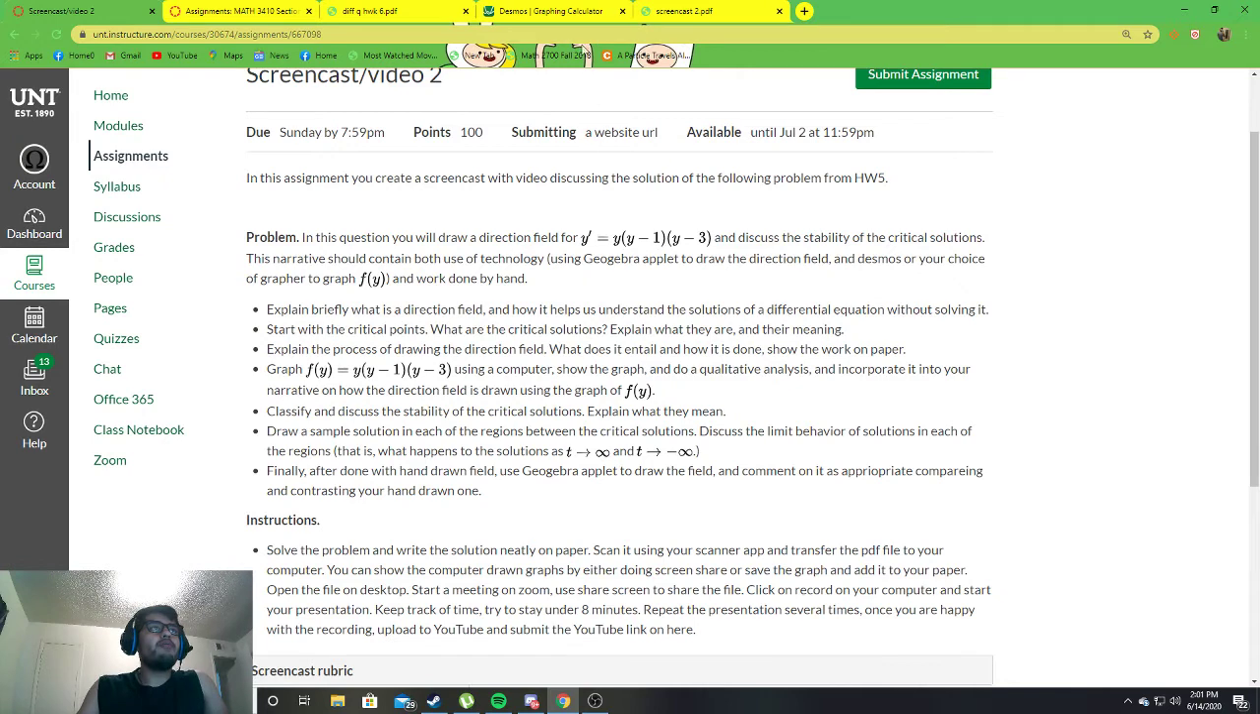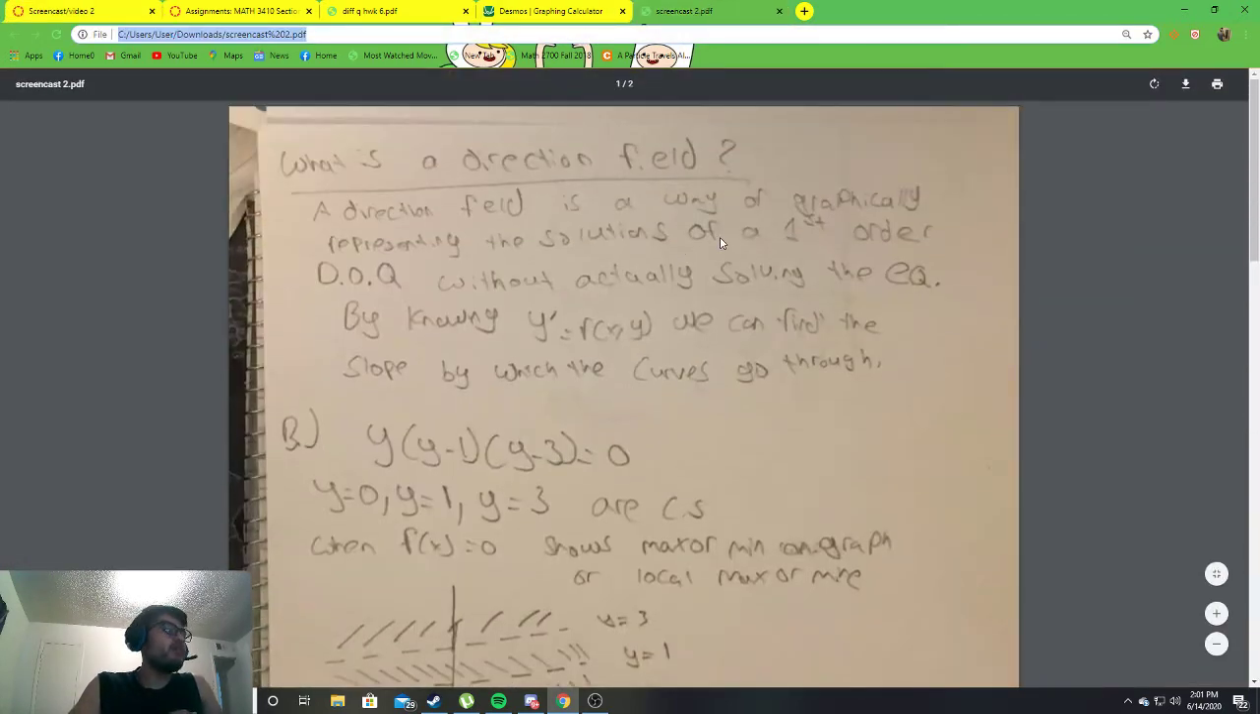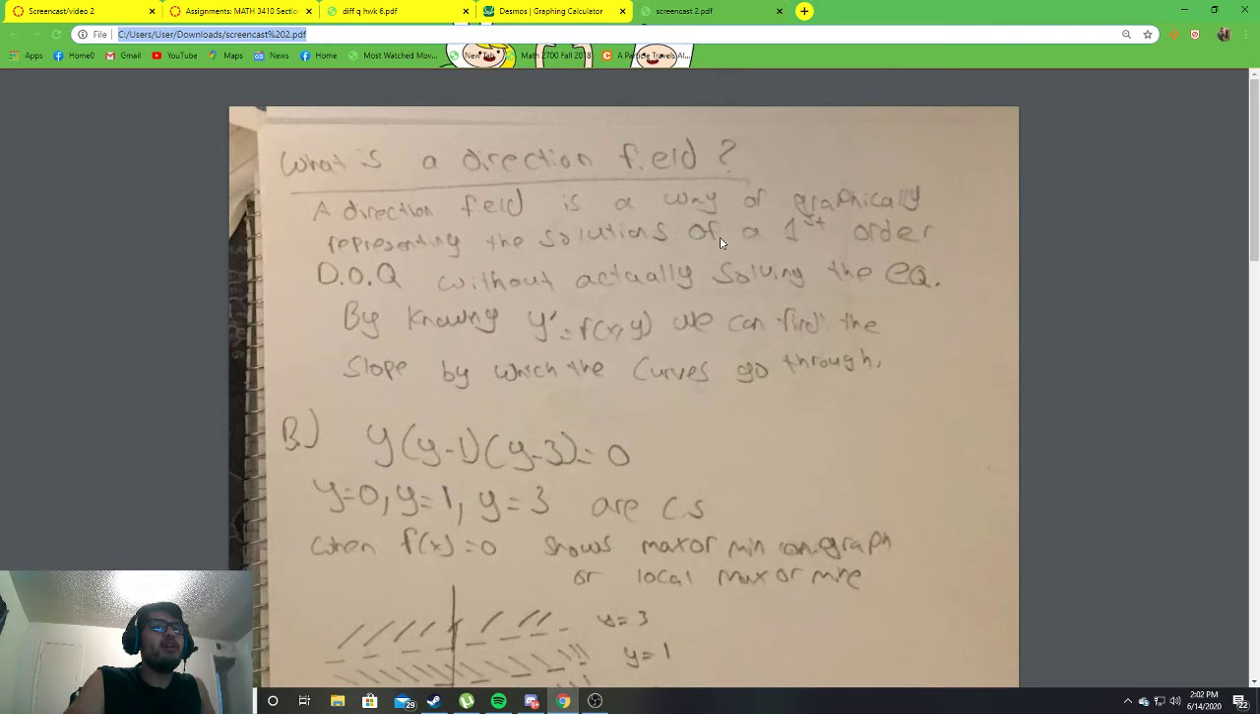So to start off with, what is a direction field? A direction field is a way of graphically representing the solutions of a first order differential equation without actually solving the equation. By knowing the derivative, we can find the slope, and by finding the slope, we can find out where it's kind of going, like up, down. But to go more into depth with that, we got to know what the critical points are.